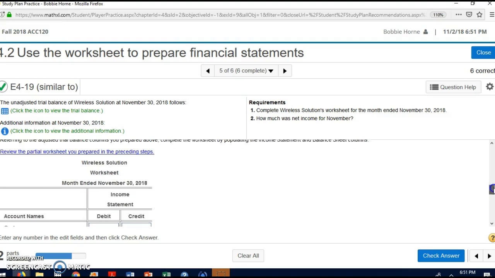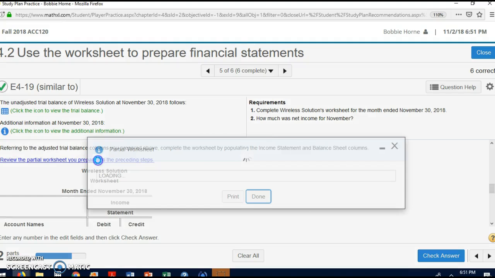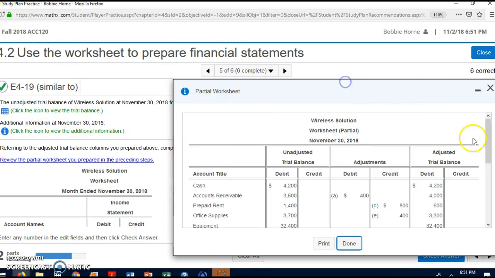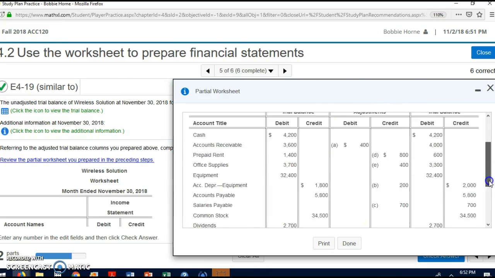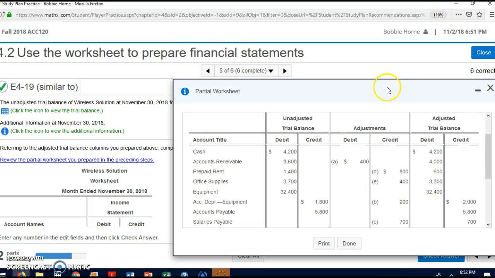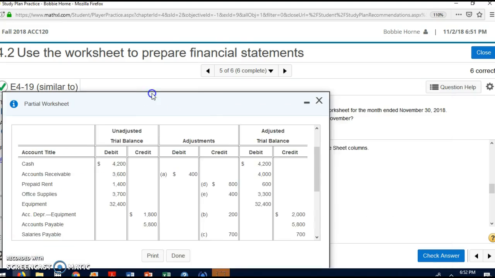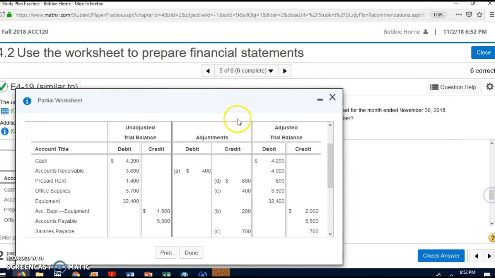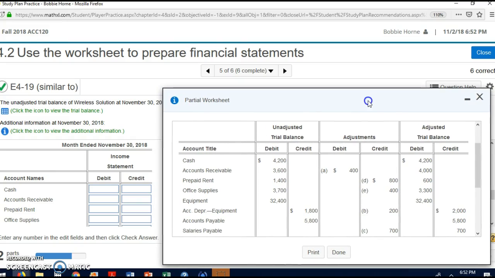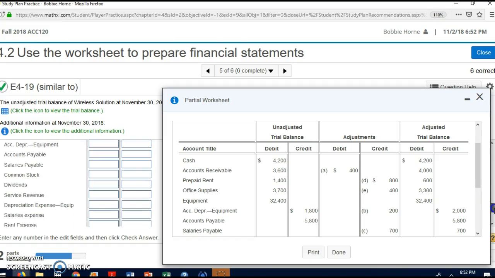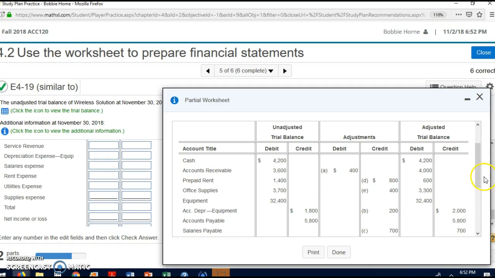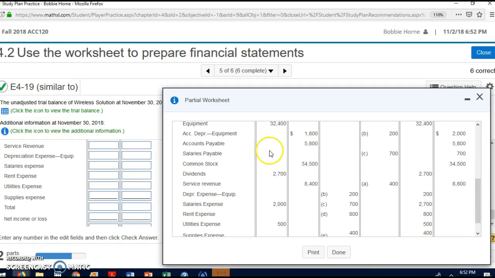Then we're going to prepare the income statement, and you can look at the worksheet if you need to. You're only looking at the numbers on the adjusted trial balance, and you only want your income statement accounts, so we need to scroll down till we get to revenues and expenses. So our revenue was 8,800. Only put revenue and expenses on here on the correct side, and put your expenses.